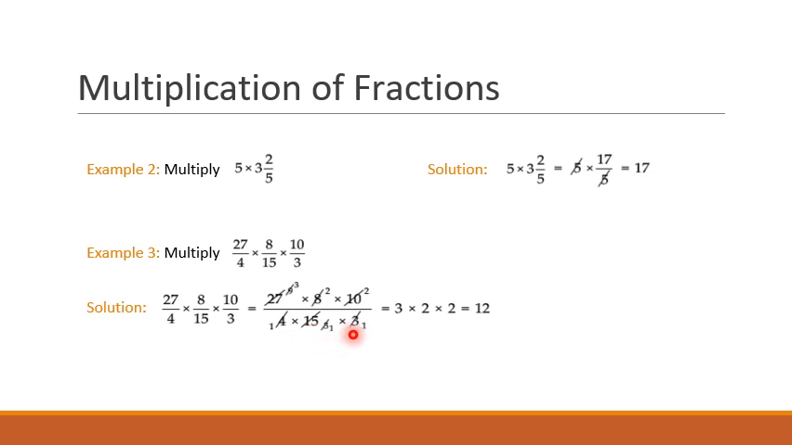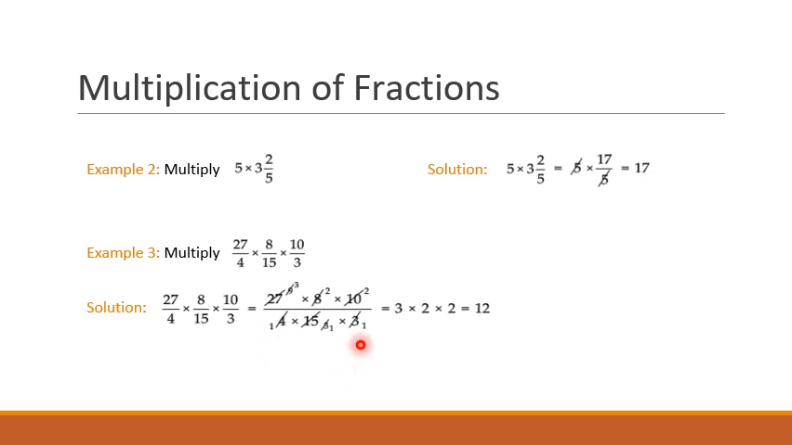Now since we have to write the answer in the lowest term, we can cancel here. If we find any common factors between numerator and denominator, we can cancel them. So let's see here, 4 and 8. They have a common factor 4. So I can cancel this 8 by 4. Here I have cancelled: 8 divided by 4 gives me 2 and 4 divided by 4 gives me 1.